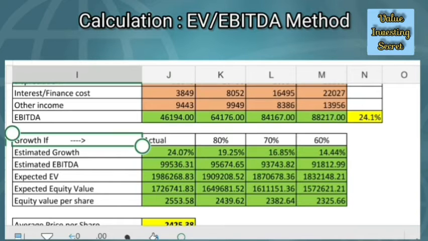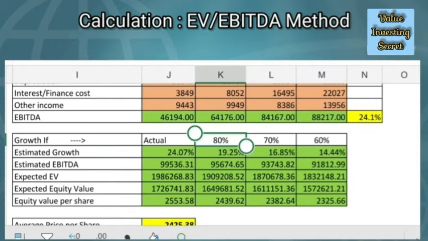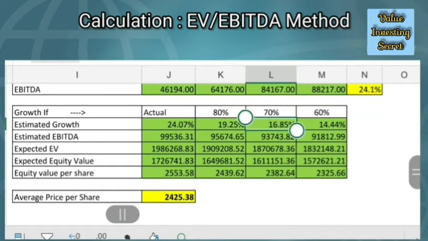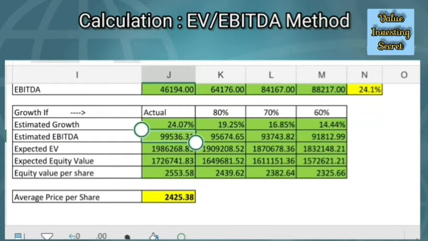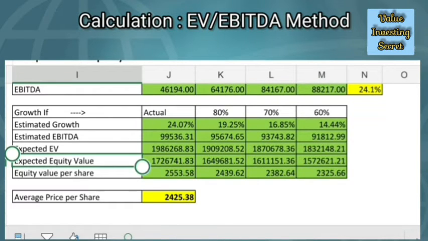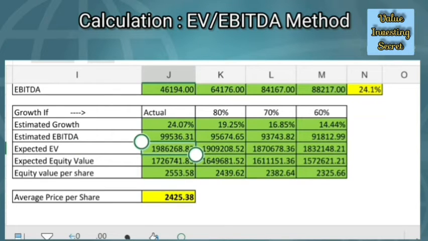Here also I have taken 4 scenarios, that is actual growth rate and 80% of actual growth and 70% and 60% of actual growth rate. I am considering more and more scenarios so that I will be more conservative in the price than aggressive. So for estimated growth, different percentages will come, and the estimated EBITDA for actual growth rate is this one, and estimated growth rate for 80% CAGR is calculated, and 70%, 60% also calculated in the same formula.